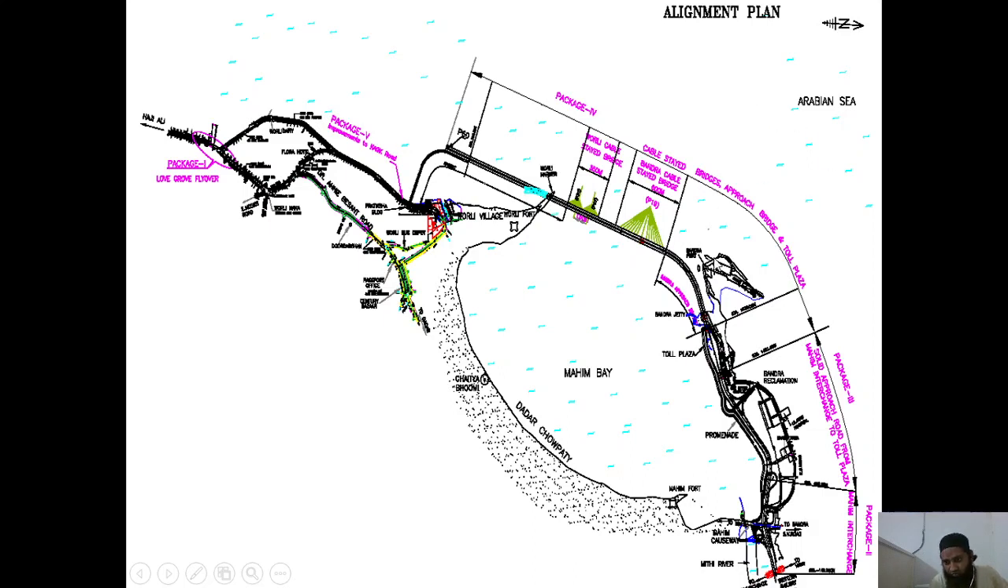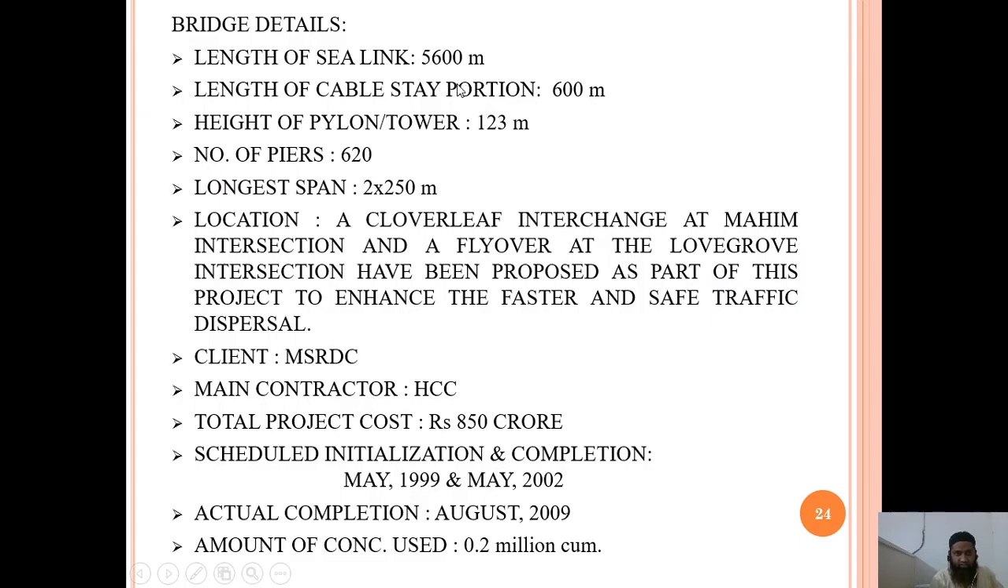Let us go further. You can see this is the Mahim. All this you can understand. Most of you have gone here, so they can understand these parts. Basically we are not related to that. Let us see how this part has been constructed. Let us see the bridge details here.